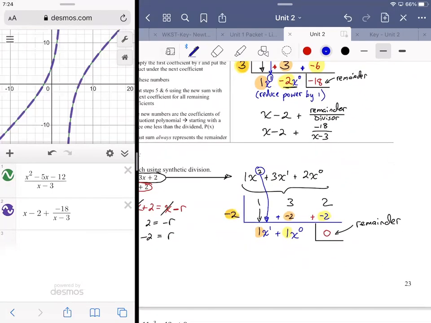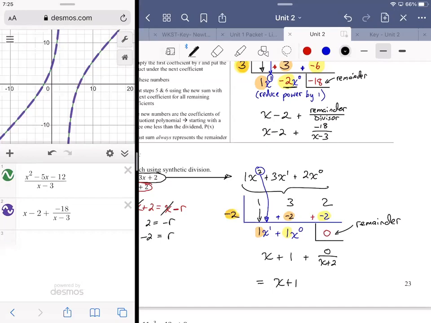All right, so then I can represent this in a couple of ways. I could say 1x to the first is really x, plus 1x to the 0th is 1. And remember, it's remainder over divisor, so I could say plus 0 over x plus 2. But 0 over anything is really just 0, so this is the same as saying x plus 1.